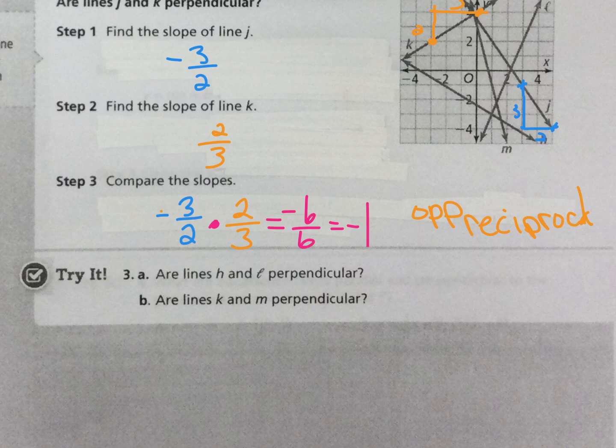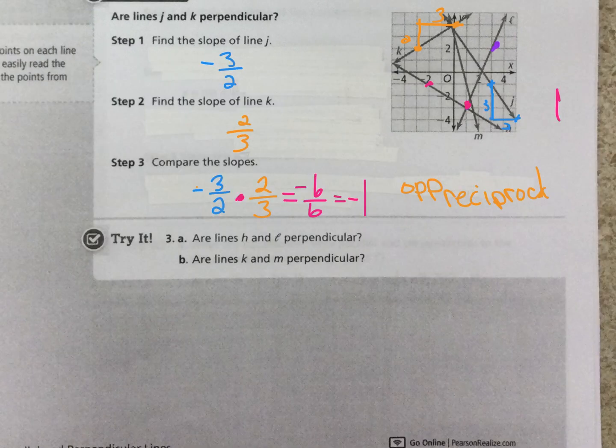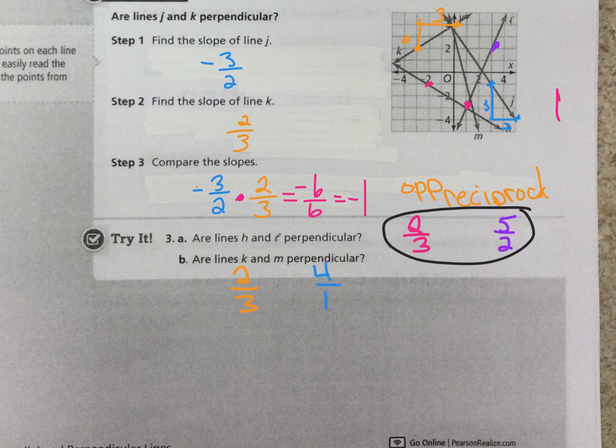All right, so I want you guys to try H and L, and K and M, and then come back and check your answers. All right, so H and L is no, and K and M is no.